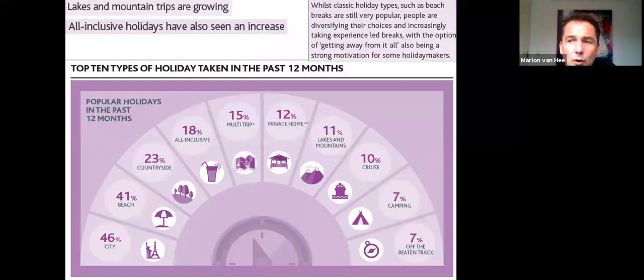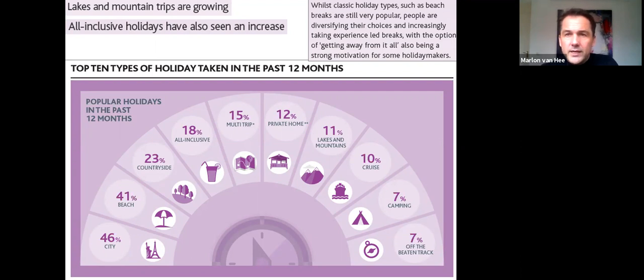Okay, what kind of holiday types did they take during the past 12 months? And then you see that the UK people like cities, 46%, followed by beach, 41%, and countryside, which is 23%. So in general, talking about the UK market, if you can create a tour package that includes urban, but also excursions to rural areas. Regina, this is where your accommodation can play a role. So a combination of urban, rural, and relaxation on the beach seems to be the ideal holiday of the British people.